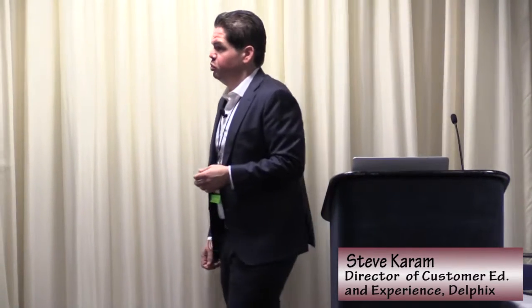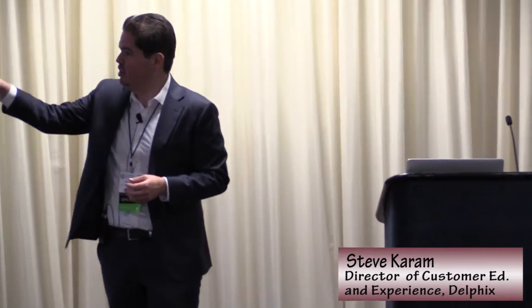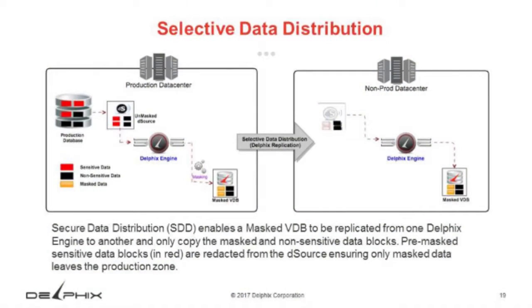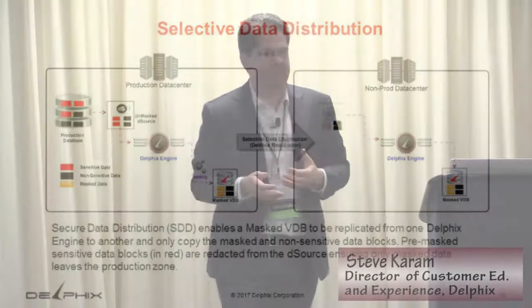Selective data distribution works by allowing us to make the clone that I was mentioning before. So we have, for example, a production database. We sync that with the Delphix engine. We then provision a virtual database with inline masking. We replicate that masked virtual database over to another data center or cloud. And then from there, you can provision virtual databases off of your virtual database, off of a masked golden copy.